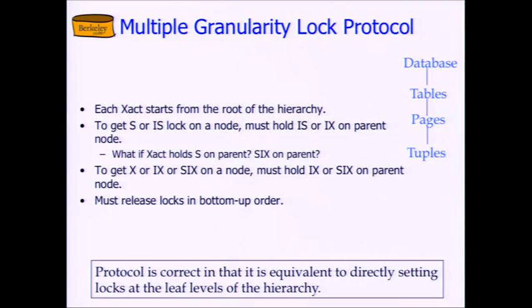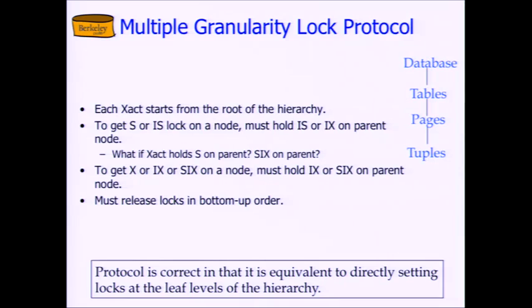Different version. Suppose that on the table I get an IX lock, and I want to get an S lock on the first tuple in the table. Am I allowed to get that shared lock here? I am, because IX, as it says here, is compatible with S. If you have an IX, you can get an S on a lower level node. So that is legal.